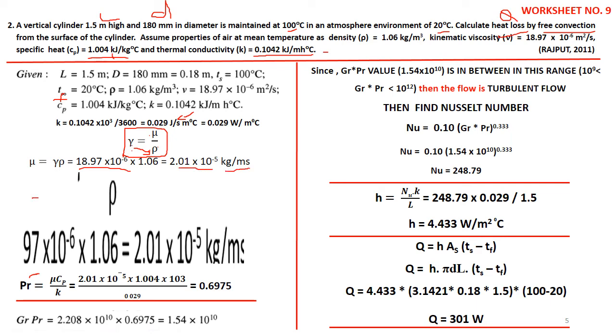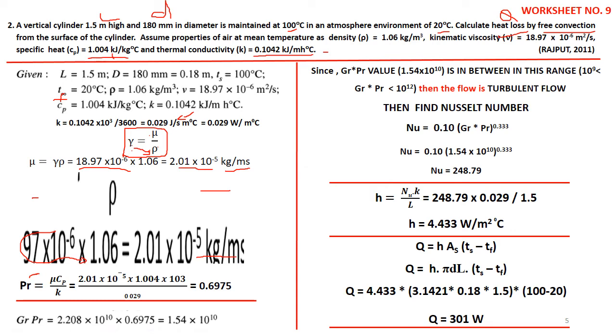Then beta, I told you just now how to find beta: 1 by 273 plus TF. So TF is the average, 100 plus 20 by 2, correct? I told you in the previous slide, 100 plus 20 by 2, plus 273. So if you divide this one, you will get this answer, 0.003 per Kelvin as beta. Then for Grashof number, what is the formula? L cube g beta delta T by nu square. So L is given, 1.5 cube, g 9.81, beta 0.003, delta T 100 minus 20. Then kinematic viscosity square, this one, which is given. Then we got the value of Gr as 2.208 into 10 power 10.